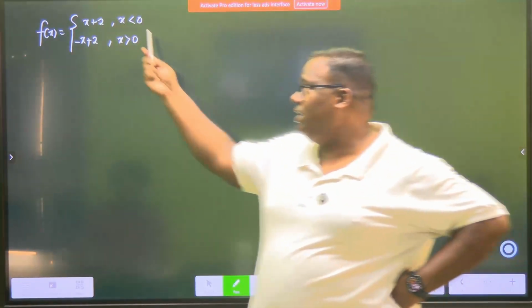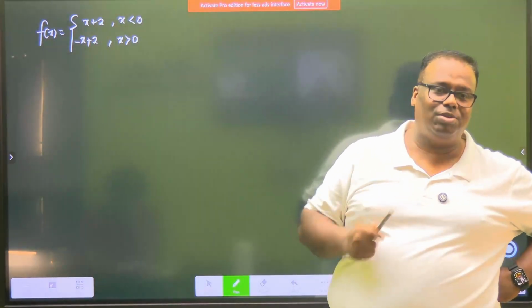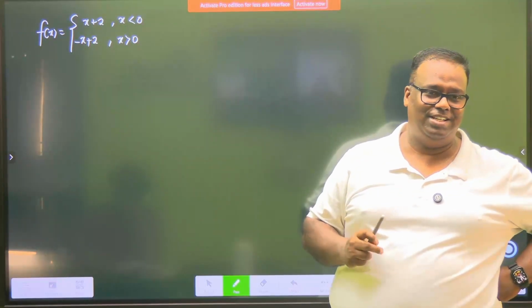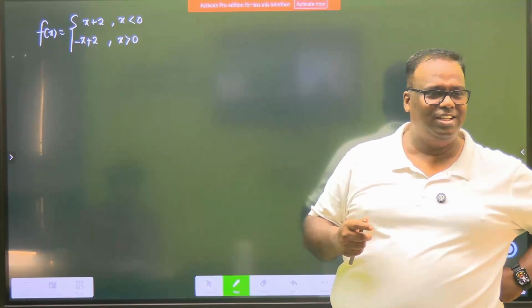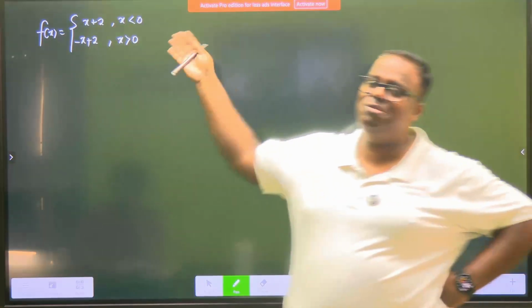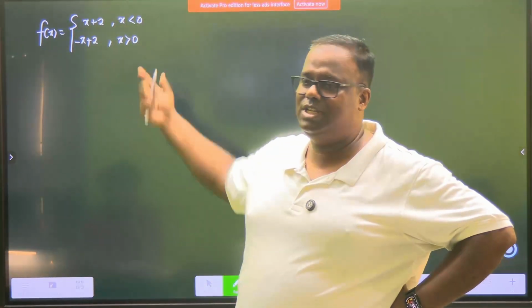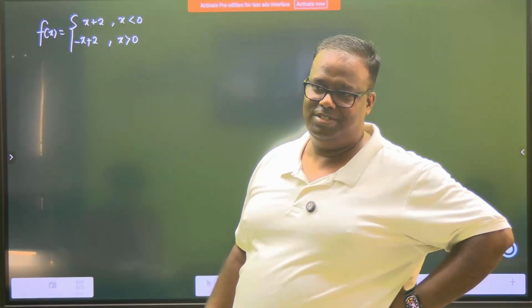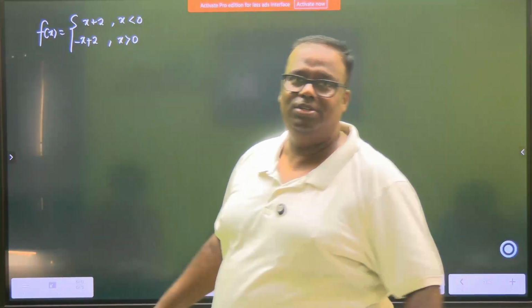This function defines anything less than 0, anything more than 0. Where is the definition at 0? Are you understanding? Is it becoming clear slowly? Or even without looking, you can say this will be discontinuous at 0. We do not have a definition for 0, right? Ananya, did you understand this? It's not defined at 0.